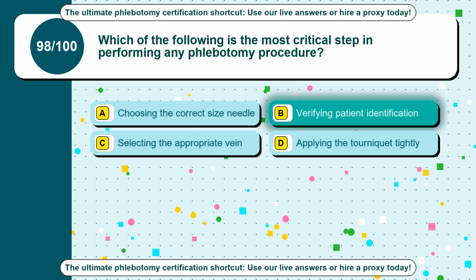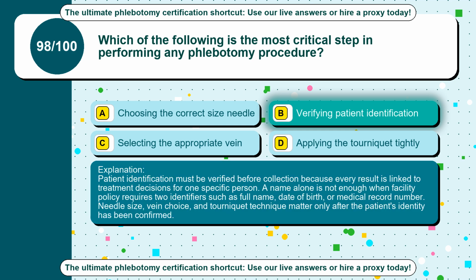Verifying patient identification. Patient identification must be verified before collection because every result is linked to treatment decisions for one specific person. A name alone is not enough when facility policy requires two identifiers such as full name, date of birth, or medical record number. Needle size, vein choice, and tourniquet technique matter only after the patient's identity has been confirmed.